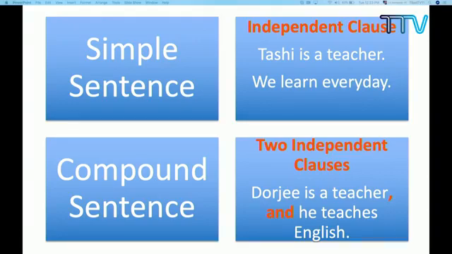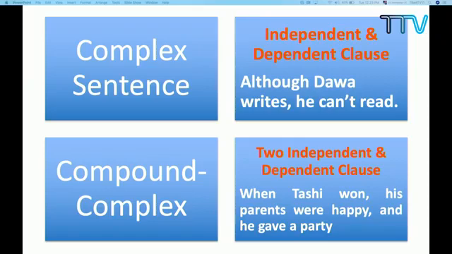Now the third one, complex sentence. What is a complex sentence? You have already learned this in the previous session. In a complex sentence, there will be one independent clause and one dependent clause. Independent you already know. Dependent is a clause which has to depend on the other sentence.